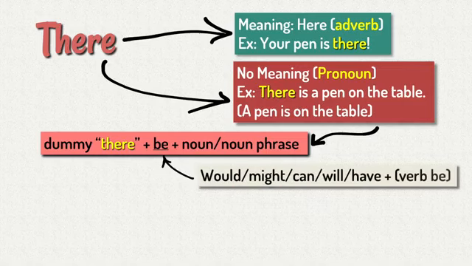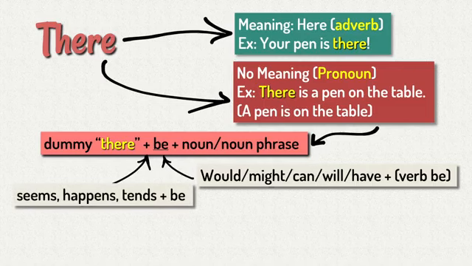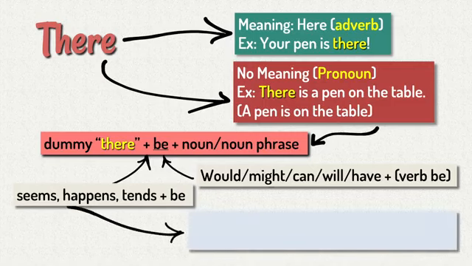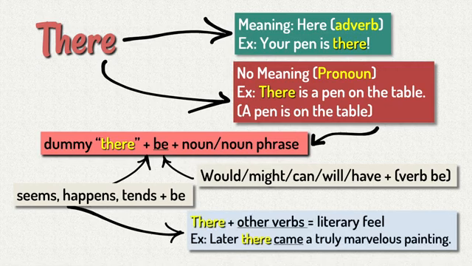It can also be used with would, might, can, will, have plus the verb to be. Or it can also be used with other verbs such as seem, happen, tend plus the verb to be. There can also be used with other verbs, but it gives a more literary feel, like in this example. Later, there came a truly marvelous painting.